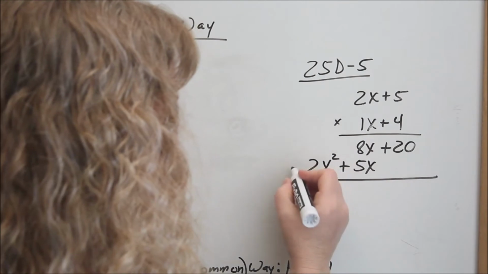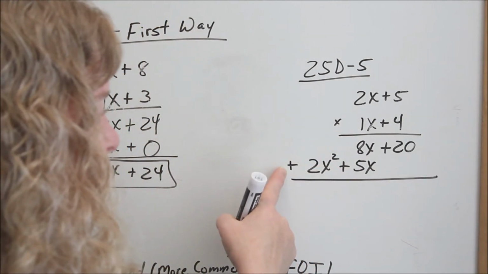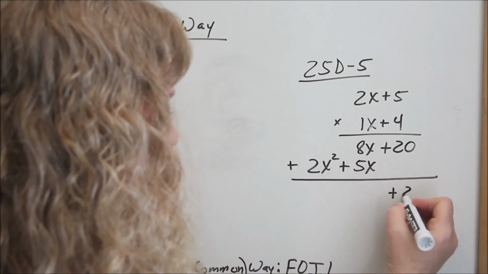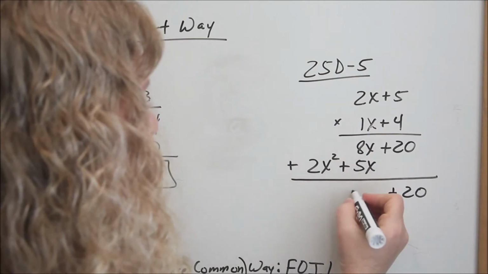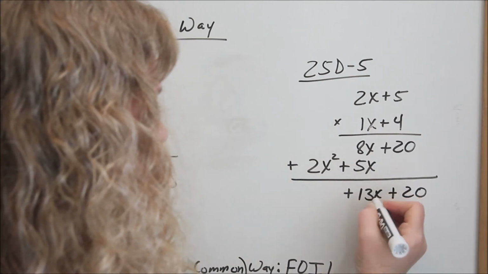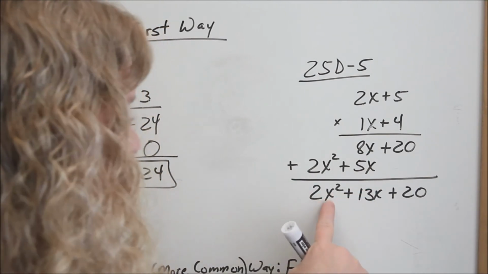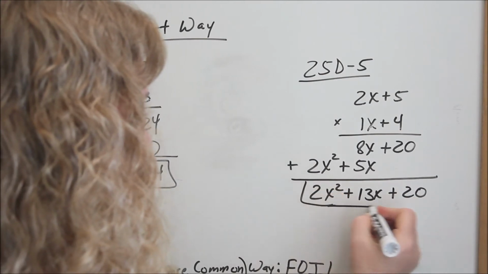Now what do we do? All of this gets added. Write your operation symbol so you visually see it. This is a 0 here, so positive 20 plus 0 is just still a positive 20. Positive 8x plus 5x, positive 13x. Nothing to add my 2x squared to, so I just bring it down. I can't add x squares to x's to numbers, so I'll leave it just like that.